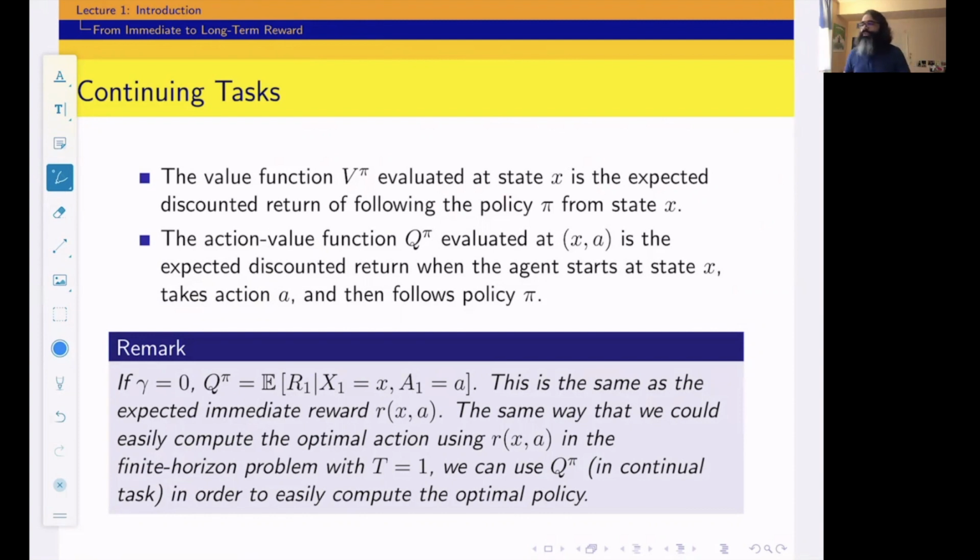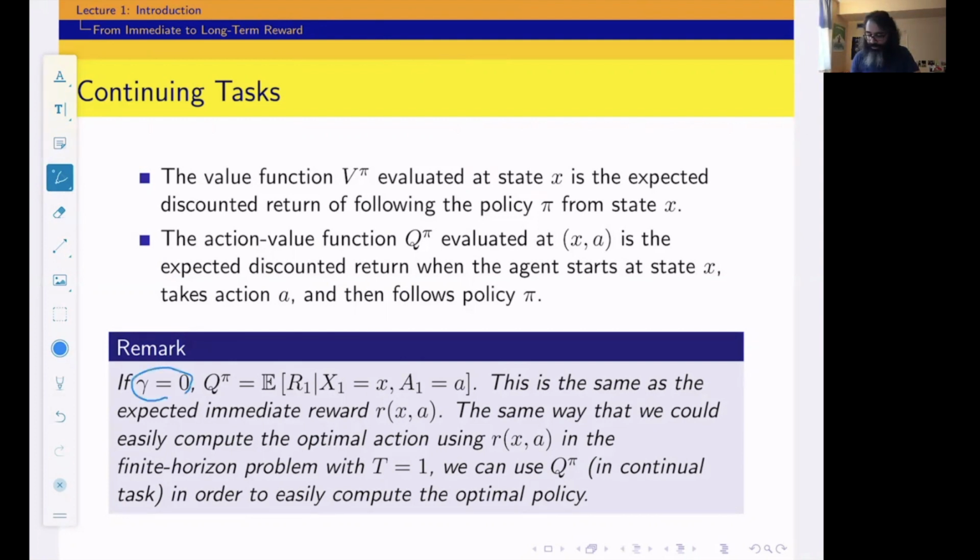So one thing that might not be super clear to you is why we have defined Q. Maybe there is a good reason for it. It makes some computation easier. But if we compare it with the immediate reward maximization case, maybe you get a better intuition.